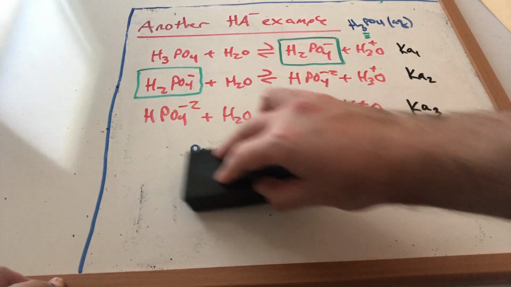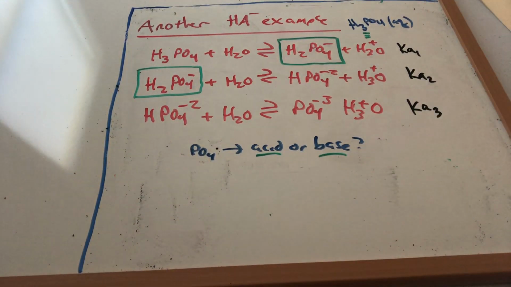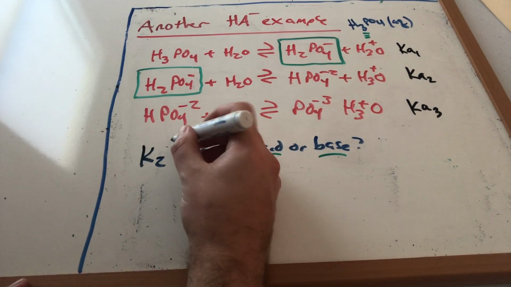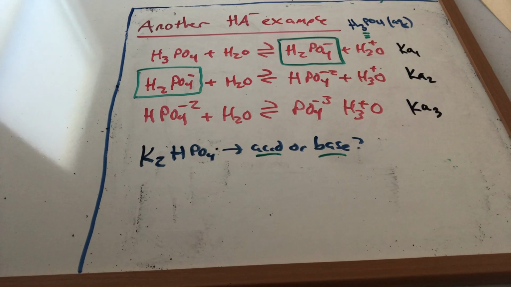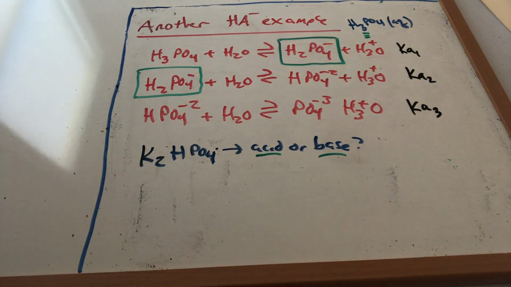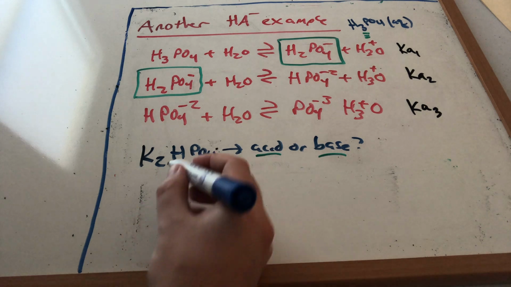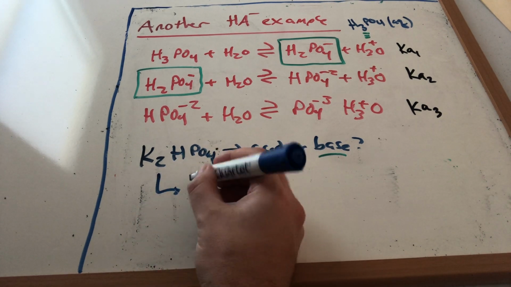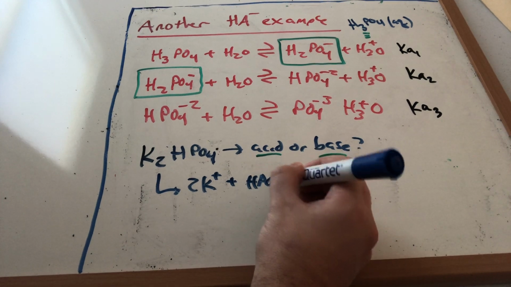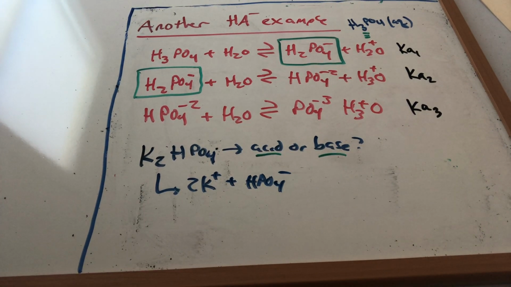What happens if we have a salt that I give you? That's K2HPO4, okay? What do we notice here? Is this an acid, a base, or a salt? I see a metal and non-metals attached to each other. No, it's a salt. I do a dissolution. I get 2K+ and HPO4 2-, okay?